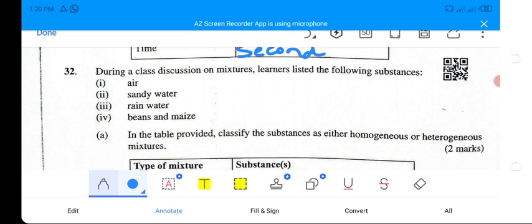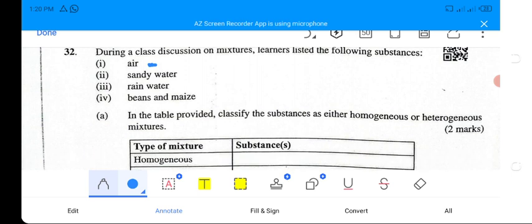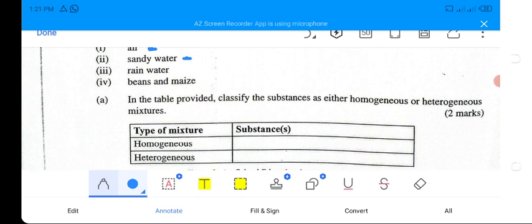Question 32. During a class discussion on mixtures, learners listed the following substances. The first substance is air, which is a mixture of gases. 2, we have water and sand, sandy water, which is a mixture of sand and water. 3, we have rainwater, of course, which is a mixture of rainwater and other particles in the atmosphere. And a mixture of maize and beans.